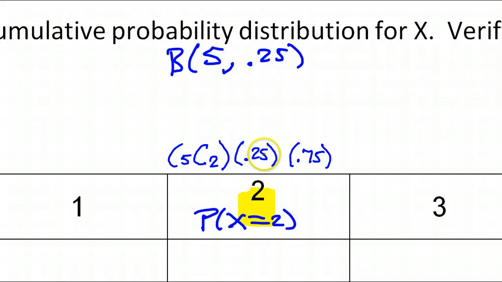The exponent that goes on the probability of success is the number of successes. So that's 2. The power on the probability of failure is the number of failures. Now remember, this 5 represents the total number of trials. If the total is 5 and we have 2 successes, that means there will be 3 failures. These 2 have to add up to 5. And then we would just put this in our calculator.